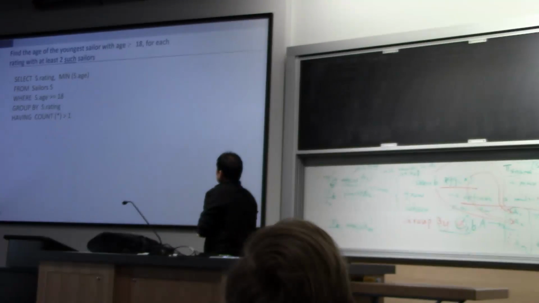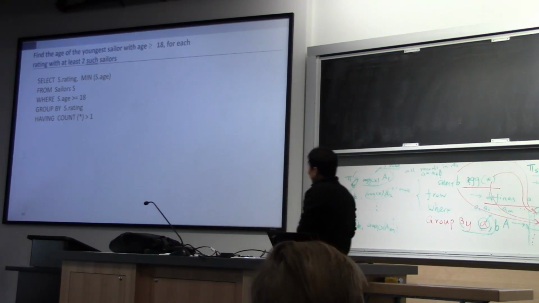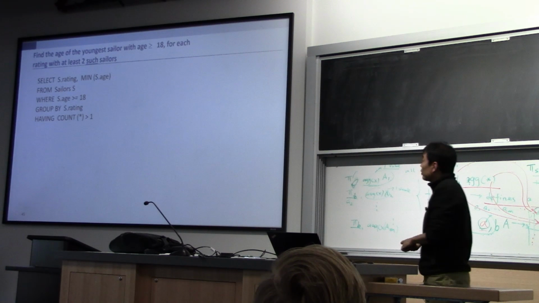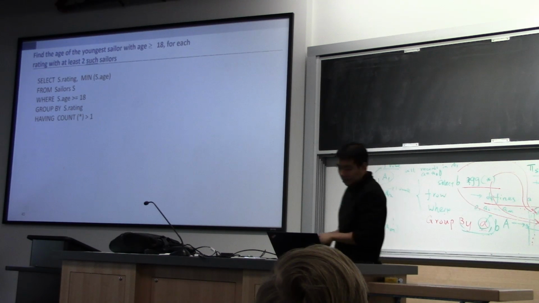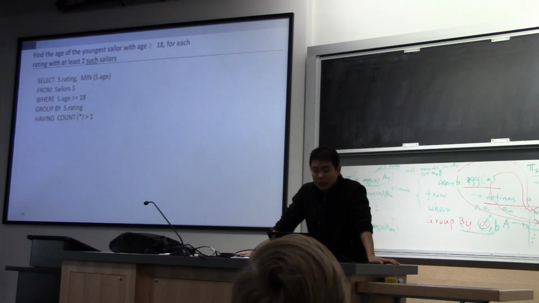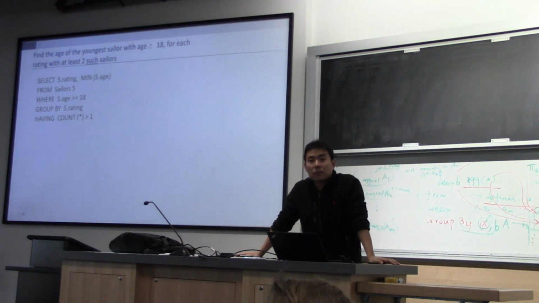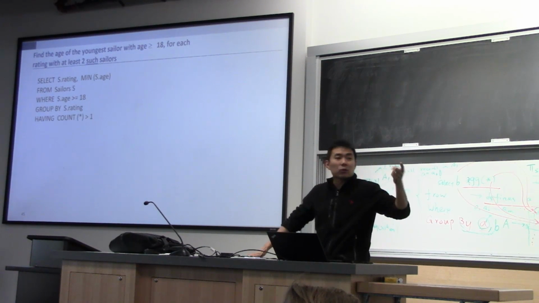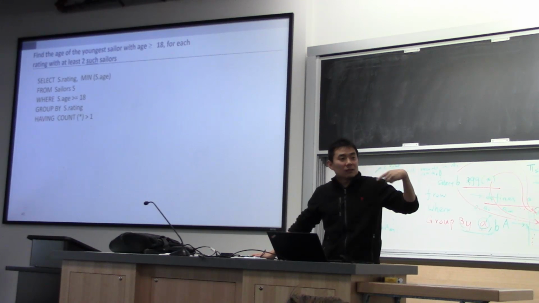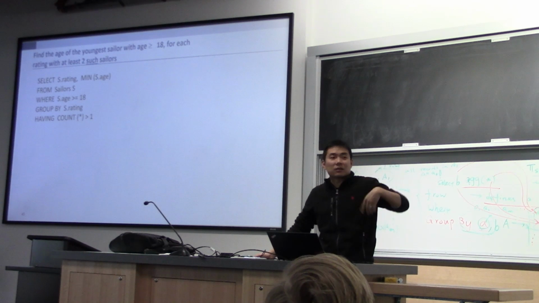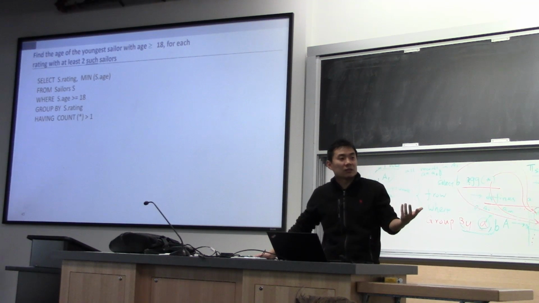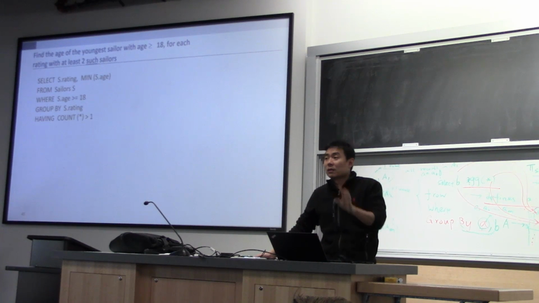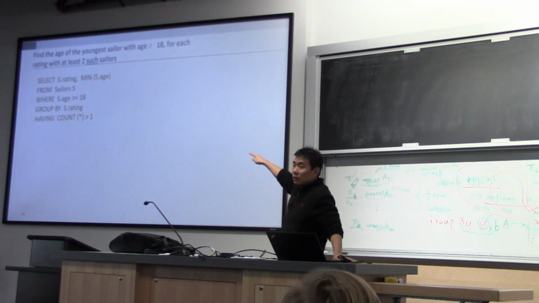Okay, let's look at one specific example. Find the age of the youngest sailor with age at least 18, and for each rating with at least 2 such sailors. Meaning that you are trying to find the youngest sailor for each rating group, but you only care about those rating groups with at least 2 sailors. If the rating group had 1 sailor, that sailor automatically is the youngest sailor, which is not interesting. That's why I don't consider it. Does that make sense? So that's essentially what this query does.